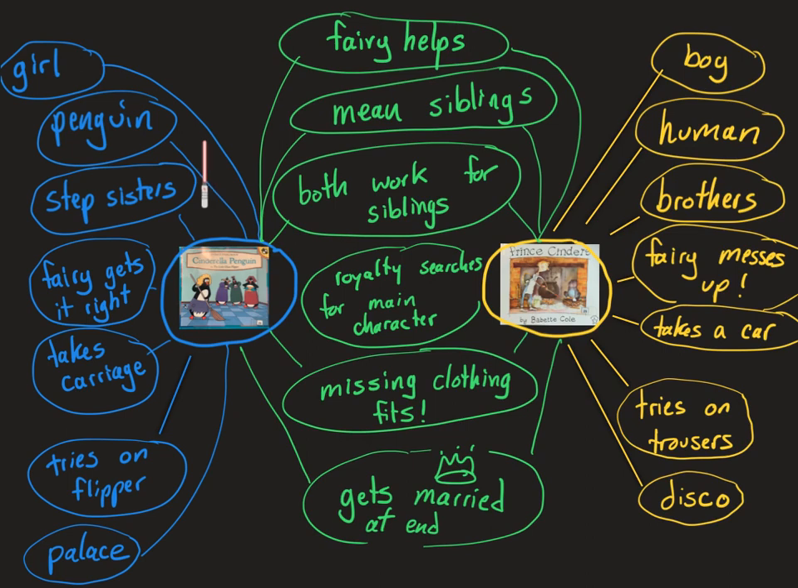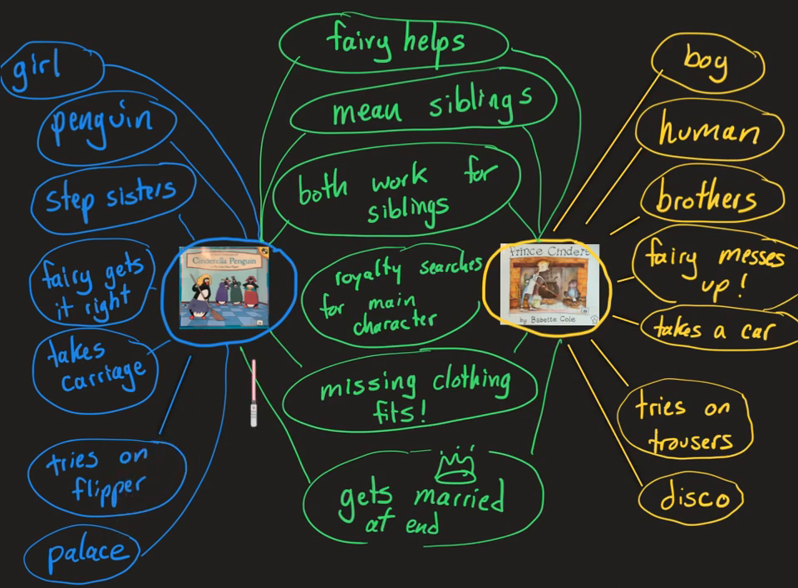Over here for the Cinderella Penguin side, the main character is a girl. She's not a human, she's a penguin. She has stepsisters, just like the original version. The fairy in this story actually does everything correctly. She takes a carriage to the palace and then loses a flipper instead of a slipper.